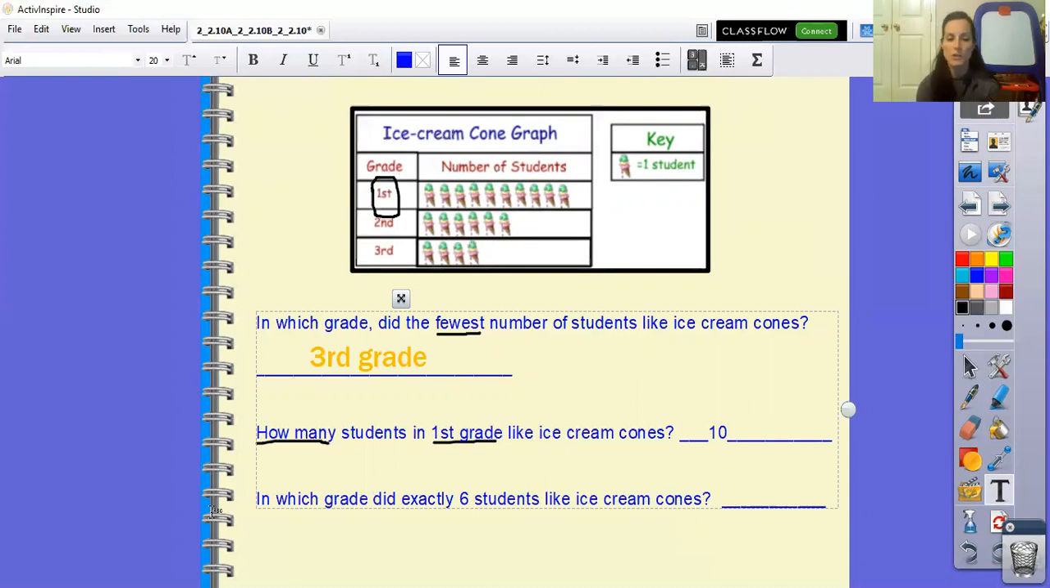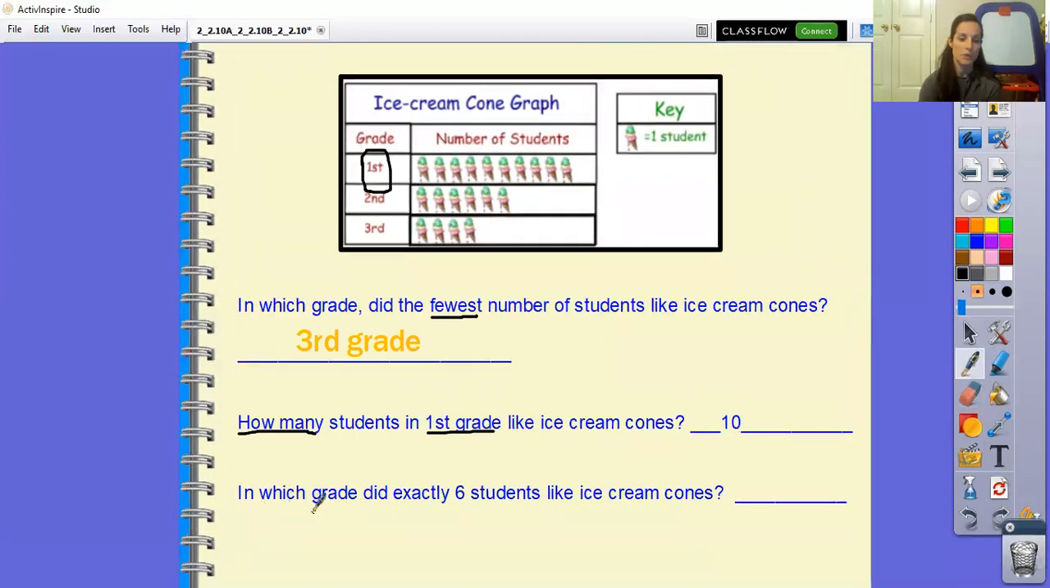And then finally, in which grade did exactly 6 students like ice cream cones? So we know the amount, but we don't know which grade it is. So we're looking for the grade level, and we want to find the one that has 6 students exactly. So we know it's not first grade because first grade had 10. If we look at second grade, we have 1, 2, 3, 4, 5, and 6. It could be that one, but let's check third grade just to be sure. We want to check all of our options. 1, 2, 3, 4. Okay, so that one's 4. So we know it's not third grade, so we know it is second grade.